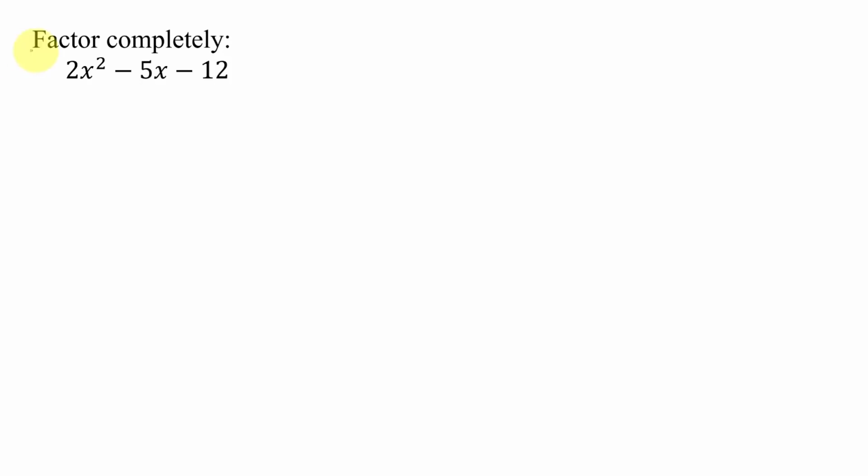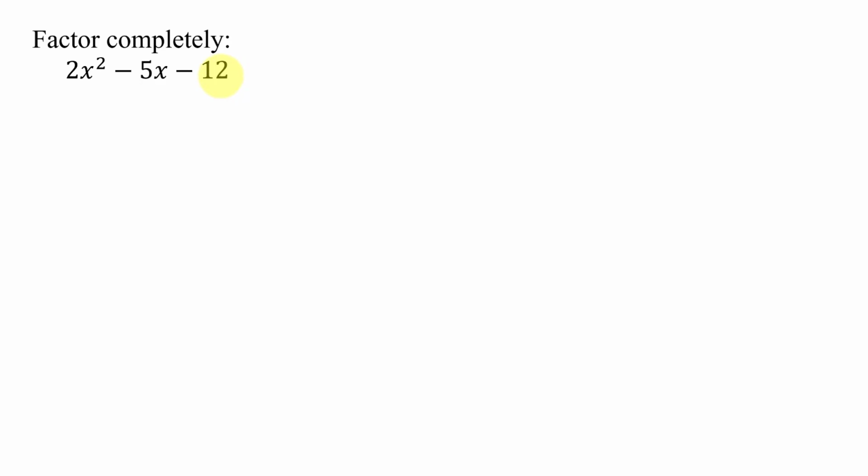In this example, I need to factor completely the trinomial 2x squared minus 5x minus 12. Well, what's the first thing we do with every factoring problem? We look for a common factor between all the terms. Looking at the numbers, I have 2, 5, and 12. There is no numerical common factor, and not every term has an x, so this trinomial has no common factor.